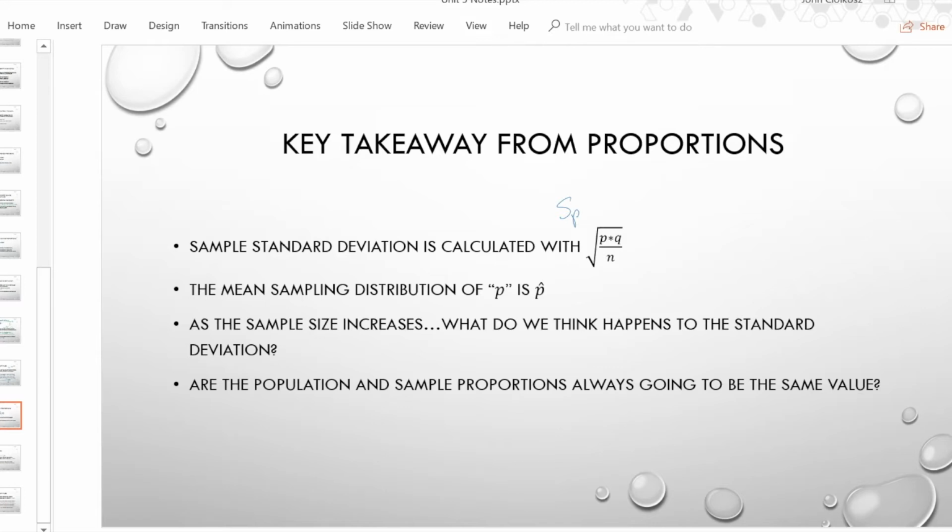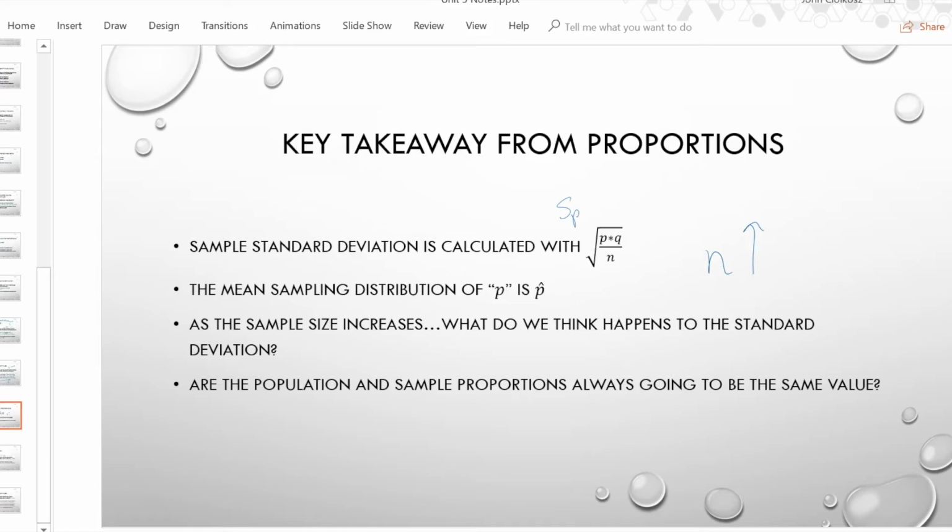Going down here, as the sample size increases, so we talked about this in class, anytime our n gets bigger, so as n goes up, our sample standard deviation actually goes down. So the bigger our sample, the smaller our standard deviation gets. Conversely, if it gives a really small sample, our standard deviation is not going to decrease as rapidly. So big sample, smaller standard deviation.